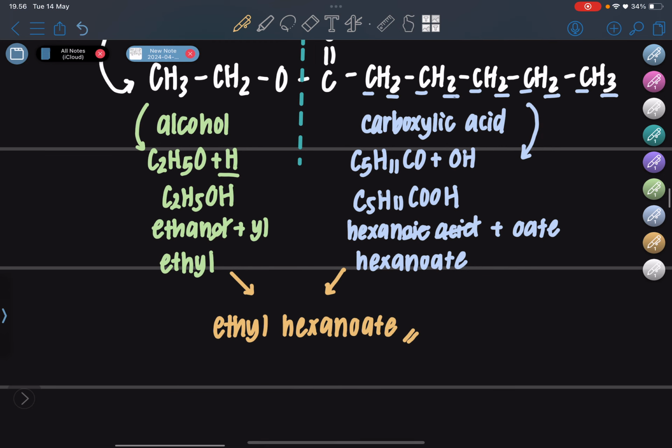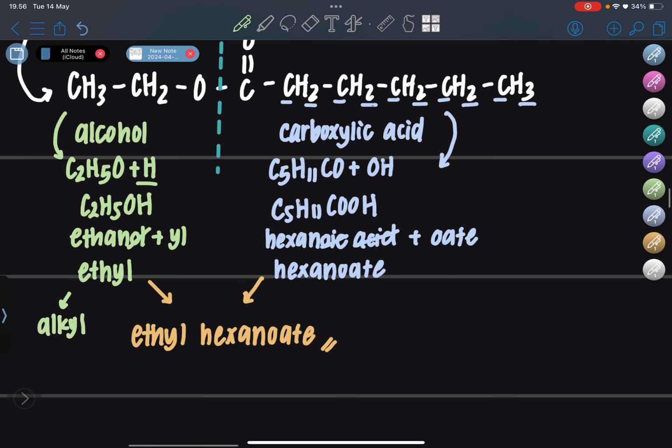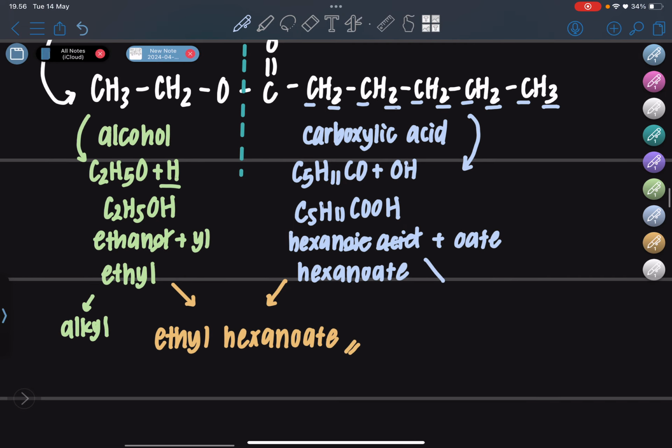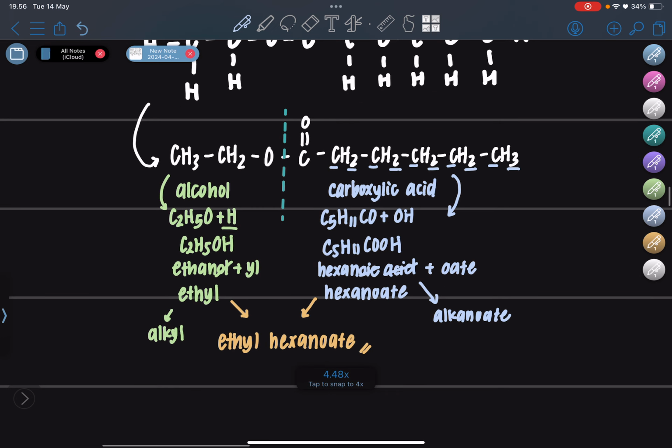So the ethyl here will serve as the alkyl, while the hexanoic acid will be the alkanoate. Since esters are also known as alkyl alkanoates, therefore we can write it like this.